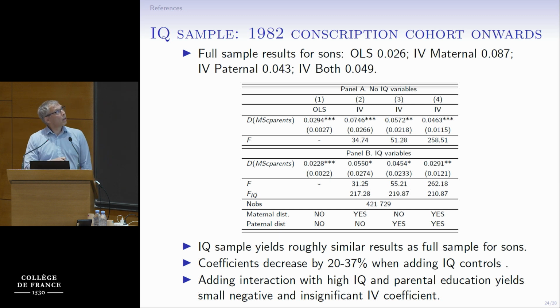Okay. Then we throw in the IQ variables. We have, I guess, a fourth order or third order polynomial in IQ percentiles. They are highly statistically significant jointly. And now we can compare these numbers. And so you can see that the OLS coefficient goes down, all of the IV coefficients go down, all in all by some 1/5 to more than 1/3.